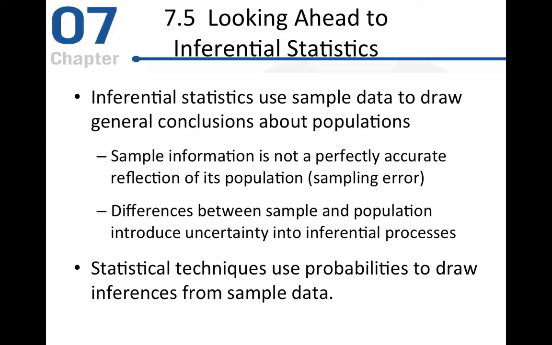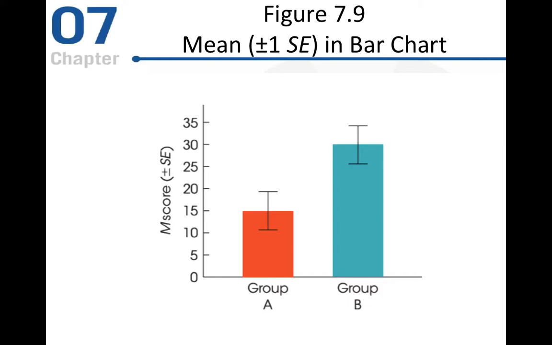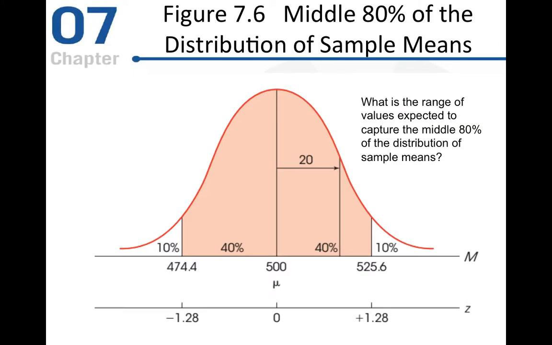So statistical techniques use probability to draw inferences from sample data. Going back to what we were talking about earlier: what is the probability of obtaining a sample mean of 525.6 or higher? What's the probability of obtaining a sample mean of higher than 525.6? 10%. That's what it comes down to.